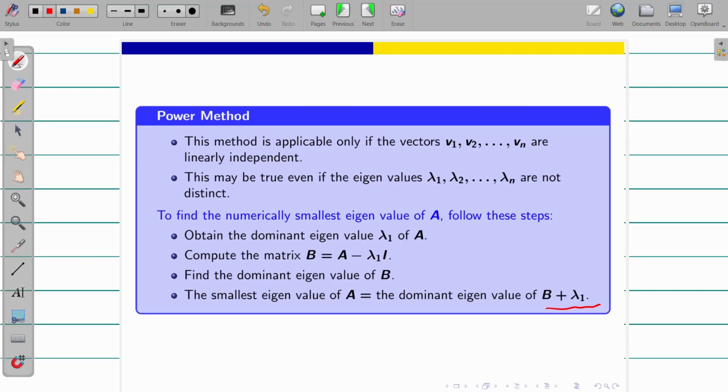So if you know the second eigenvalue, we can apply this property: lambda 1 plus lambda 2 plus lambda 3 is equal to the sum of the main diagonal elements, the trace of the matrix A. You can use this concept. Clear? So using this, you can find the third eigenvalue also.